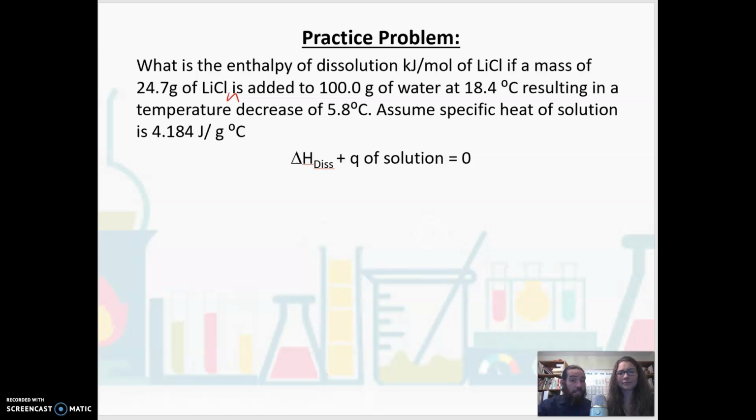And there's a temperature decrease. Interesting. So the delta T is going to be negative 5.8. Yes. Okay. So your delta H should be the opposite. There's your clues. Pause the video. Give this one a try. We'll show you the results in just a second.